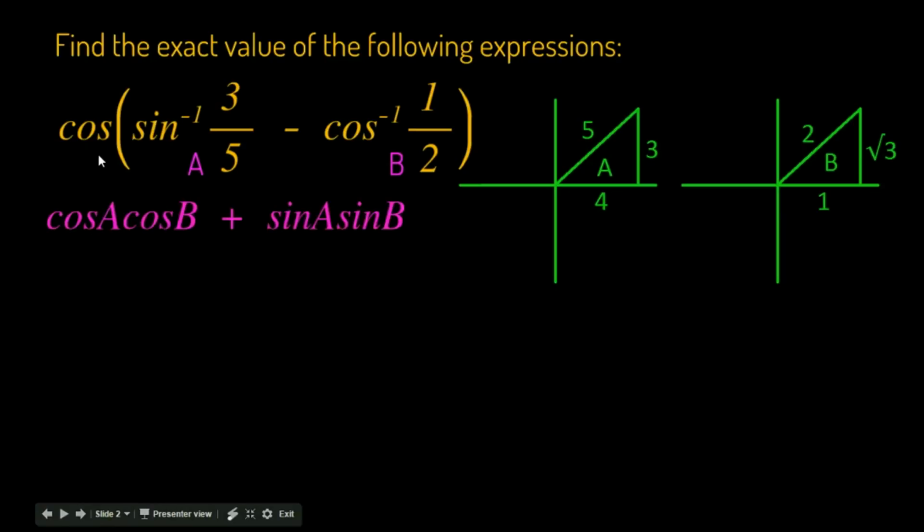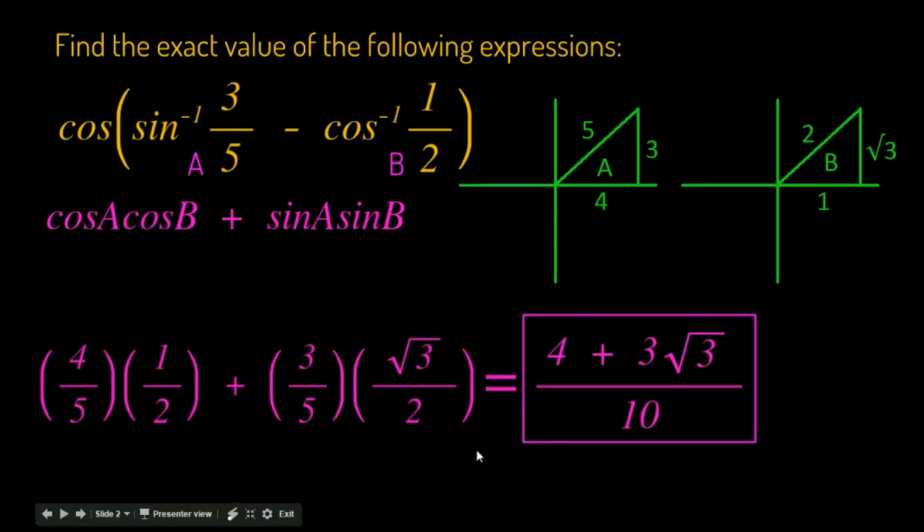And this is cosine of A minus B, which is the same as cosine of A cosine B plus sine A sine B. Now that we know that, we can just plug in our A and B values, and we should get an answer of 4 plus 3 radical 3 over 10.